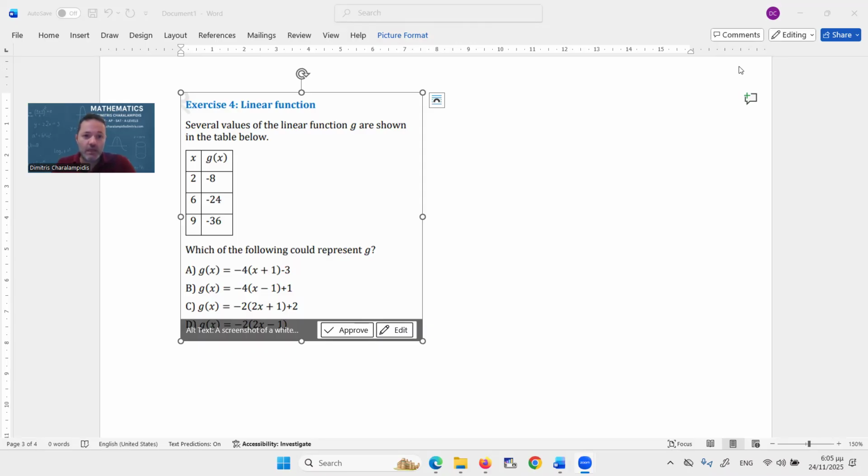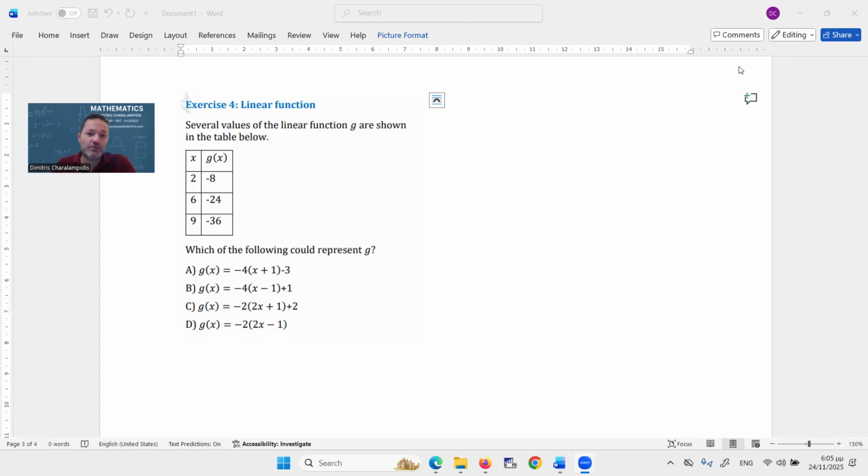Exercise 4. Several values of the linear function g are shown in the table below. Which of the following could represent g? Okay, so we have a linear function and we are given certain points on its graph. And then we want to decide whether that linear function is one of a, b, c, and d.